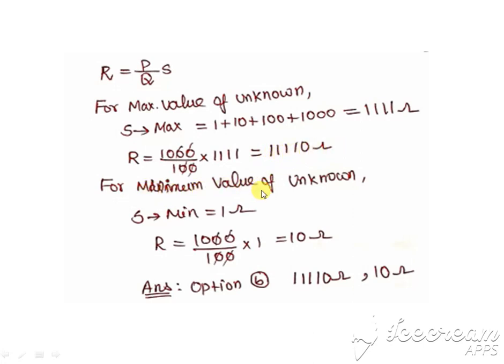For minimum value of unknown, S would be minimum. S would be minimum means we can take only 1 ohm in the decade resistance box. So finally R is equal to 10 ohm. The correct option is option B.